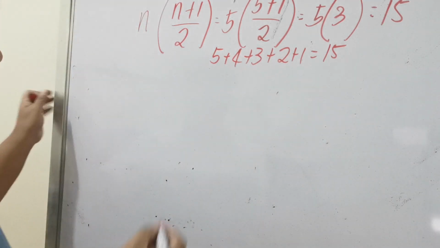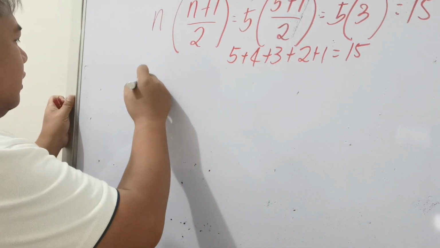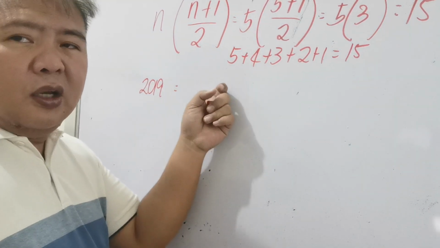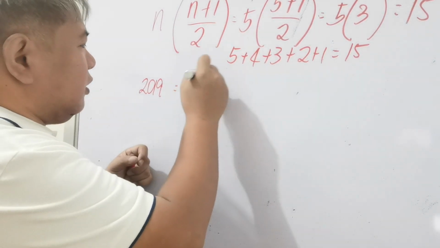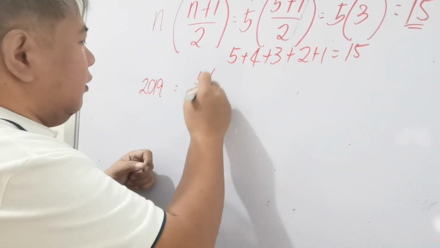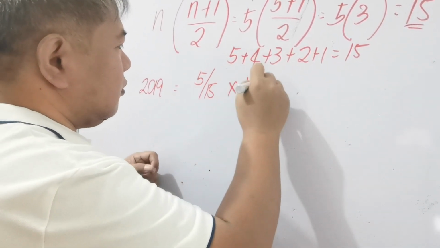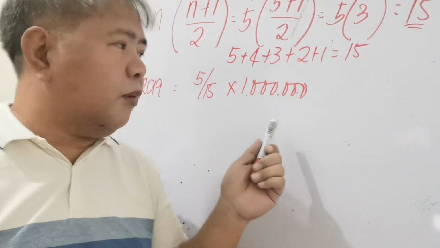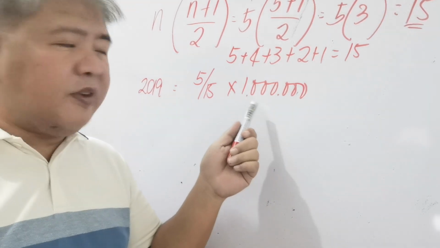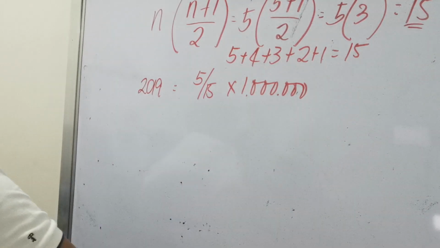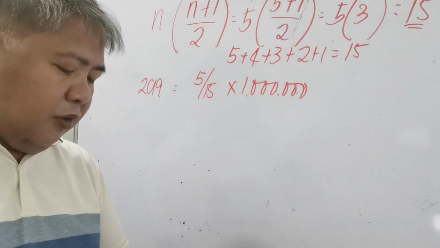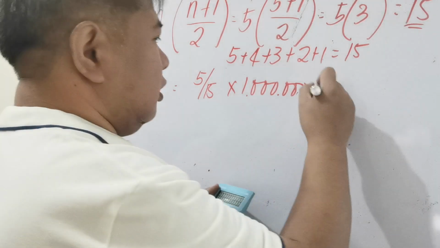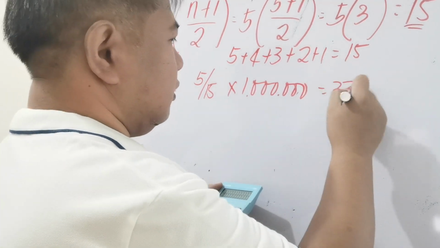So how are we going to compute for this one? For the first year, say 2019, your numerator will be the number of years, so that's 5, divided by the denominator, 15, times 1 million. Now, this is actually the depreciable cost. If there is a salvage value, or residual value, you have to deduct it from here. So that's 5 million divided by 15. This will be your depreciation for the year.